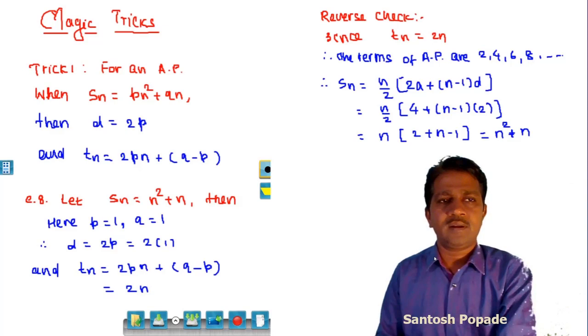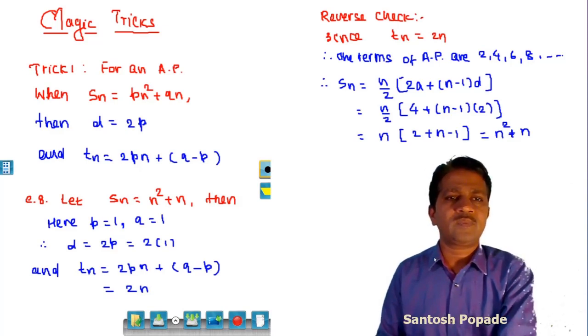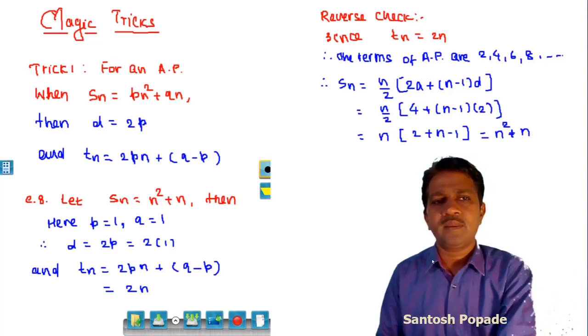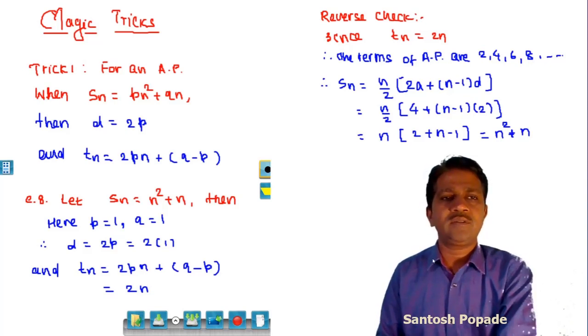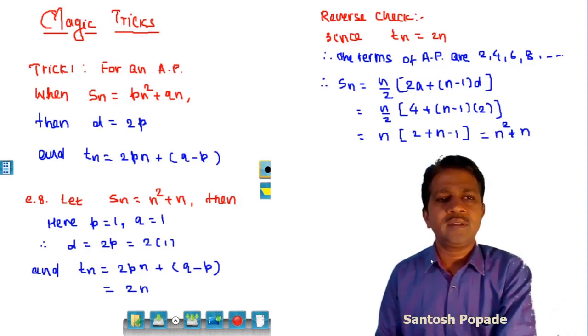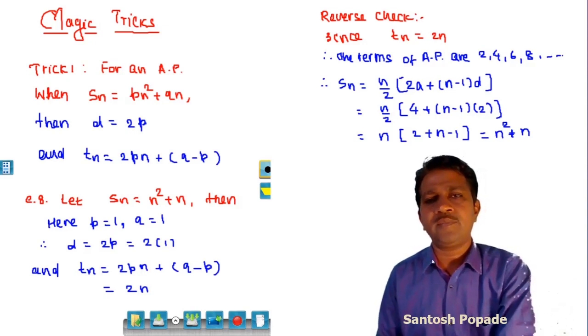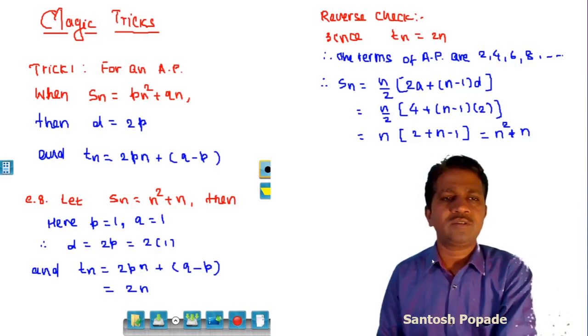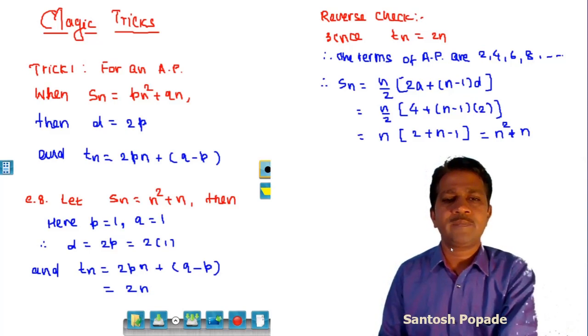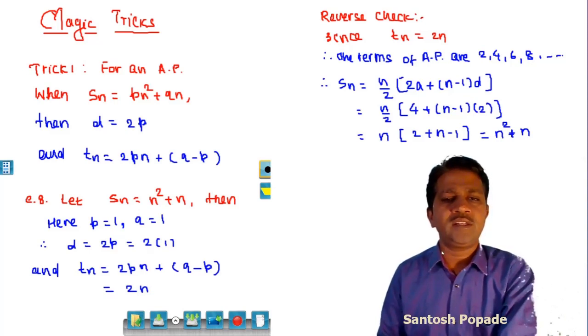So remember that these tricks are applied for the given particular cases only, but using these tricks you can solve the problems whenever such type of steps arise. You can use these tricks to solve the problems. So let us see some tricks. Here is the first trick. In today's lecture we are going to discuss the tricks for arithmetic progression.